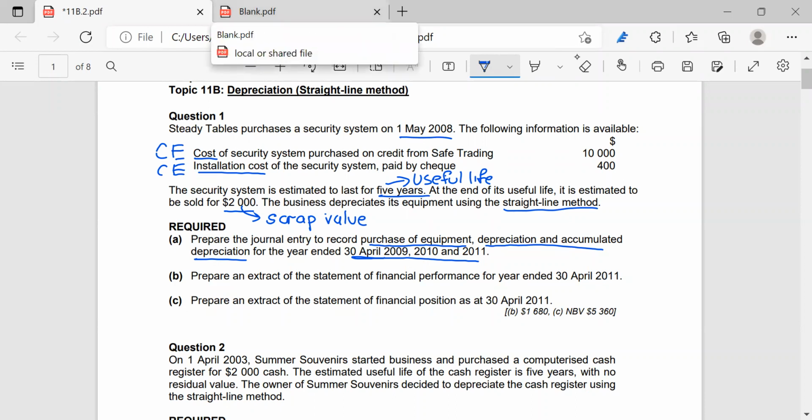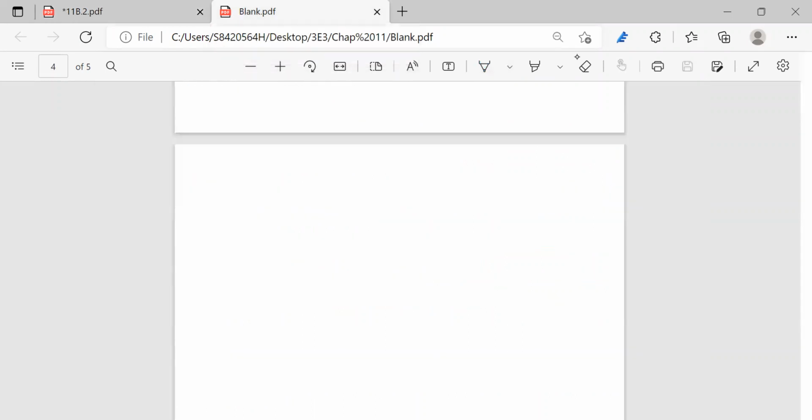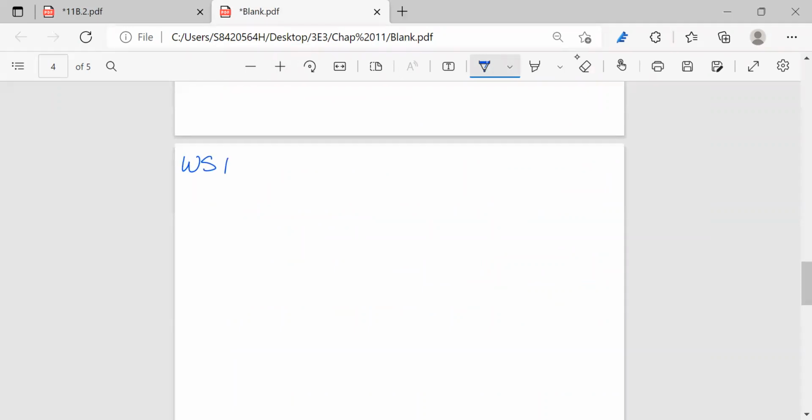So part A, yeah, you can take out your foolscap paper now. You just do it together. Worksheet 11B.2, question 1A, journal.